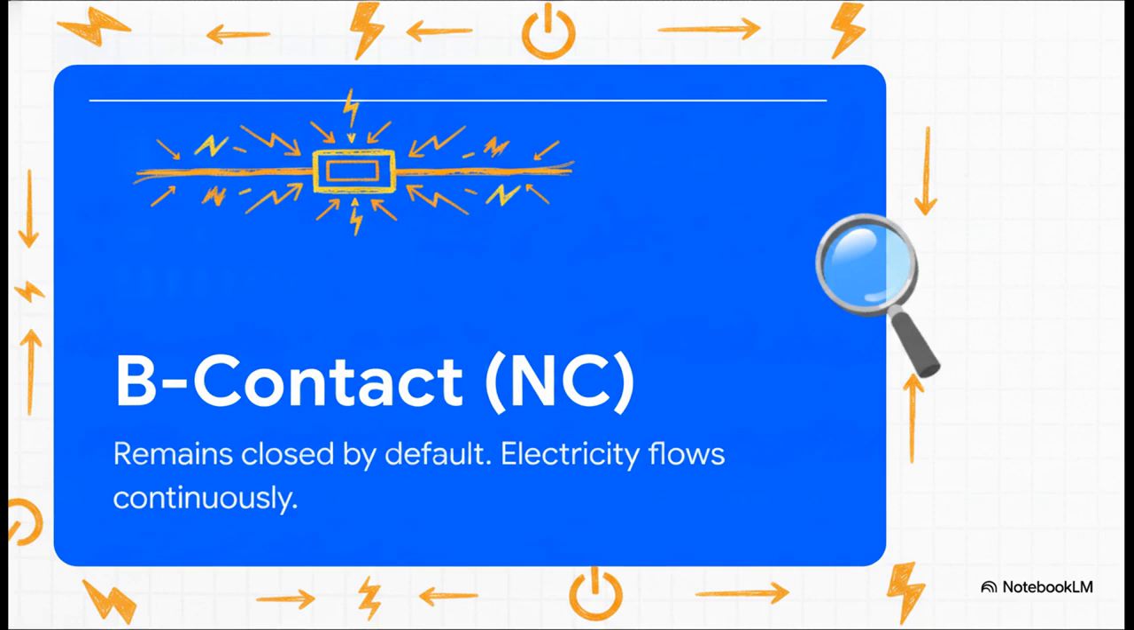All right, now let's completely flip the script. Enter our second star, the B contact, or normally closed, usually just called NC. This little guy is the exact opposite of the A contact. As the name suggests, it's normally closed. That means if you just leave it alone, electricity is flowing through it 24/7. Even when you're not doing anything, the machine is already buzzing with active current.